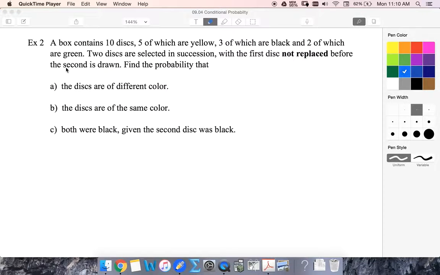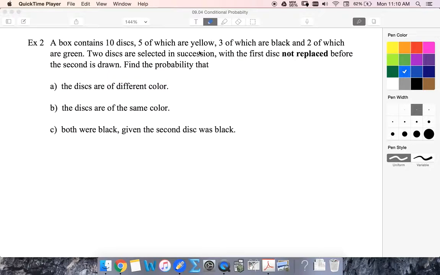So now we've got 10 discs, 5 yellow, 3 black, 2 green, 2 selected in succession with the first one not replaced. So basically we're saying that we're going to take it out, look at it, and not put it back in the box. So now our events are dependent, not independent. So probability that the discs are different colors, well, that means that they're all not the same color.